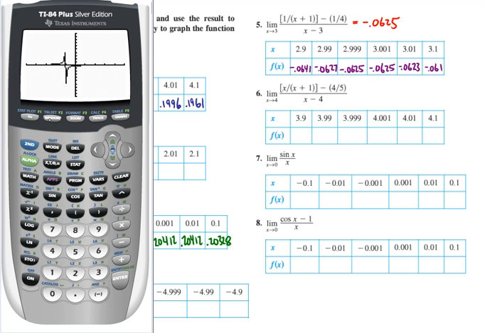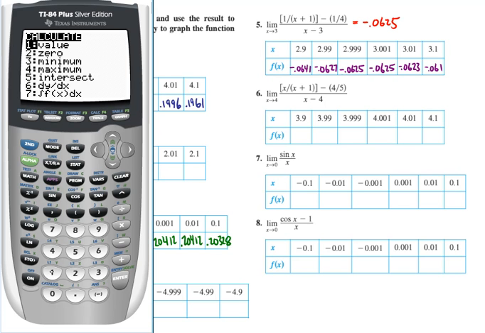So I'm going to adjust my window again. This time I'm going to adjust the y values. Instead of going from negative 10 to positive 10, we'll only go from negative 2 up to positive 2. And then take a look at the graph and see what happens there. Well, we can see that as we're approaching 3, if I actually wanted to look at the value at 3, I do second calc and then value. I can plug in 3, and I can see that there is no value to this expression when x is equal to 3.